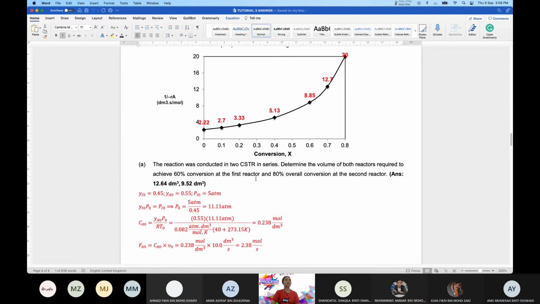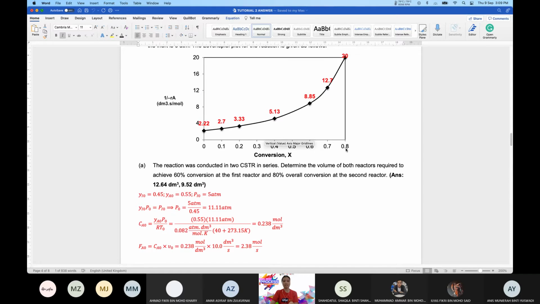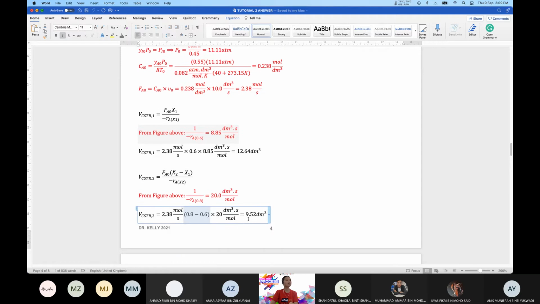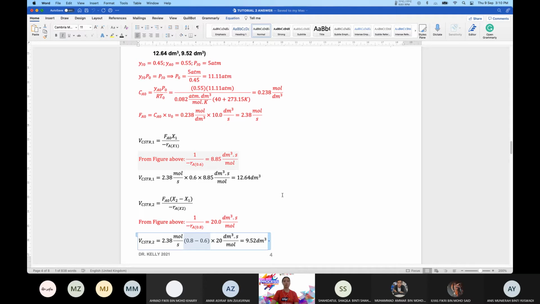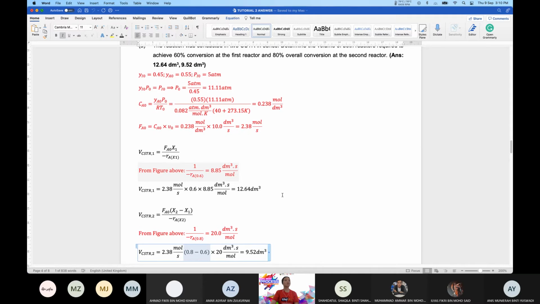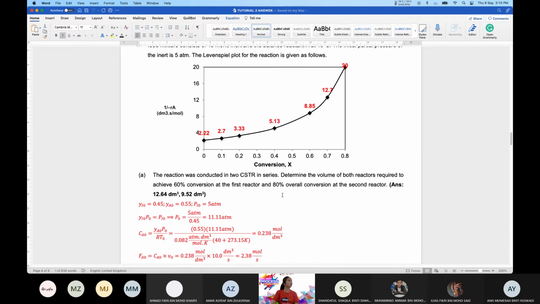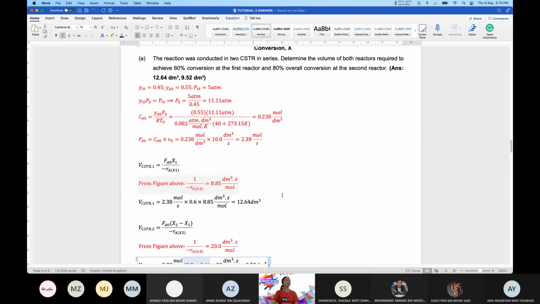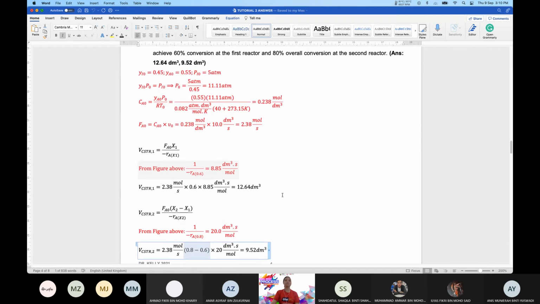Okay, so look at the plot again. When X is 0.8, 1 per minus RA is 20. So just substitute 20, and you will get the volume 9.52. Okay, so that's all for question number 5. Not hard, I suppose, but again, maybe the first part is a little bit confusing.